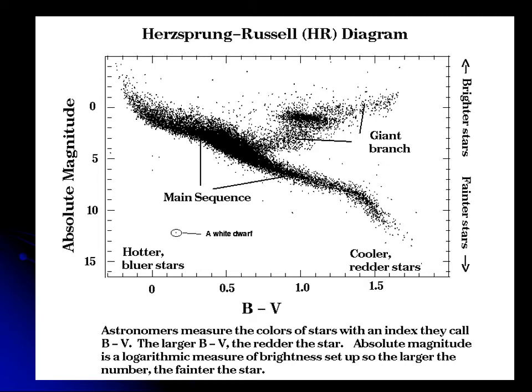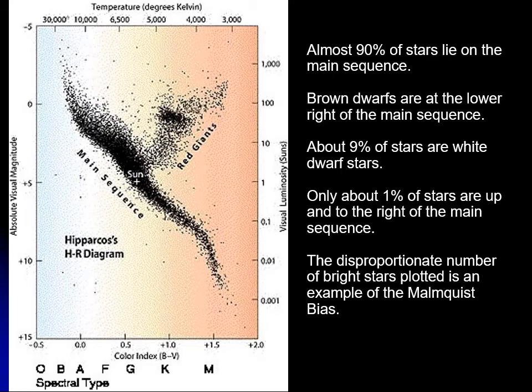Well, most stars turned out to be in this diagonal strip across the HR diagram. And we call that the main sequence. Now, these stars up here are the same temperature as stars down here, but they're obviously much brighter. And so they are much, much larger, so we call these giant stars up here.